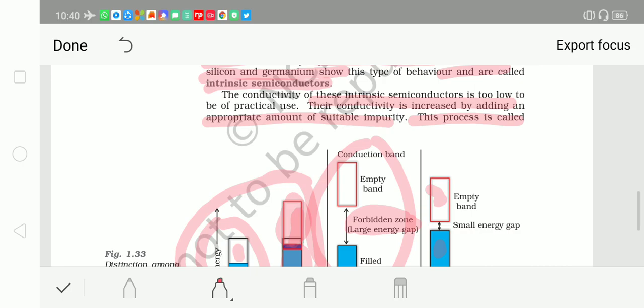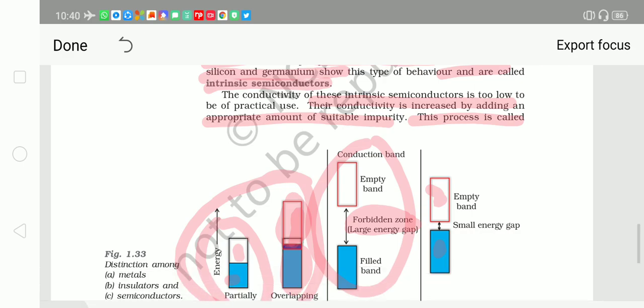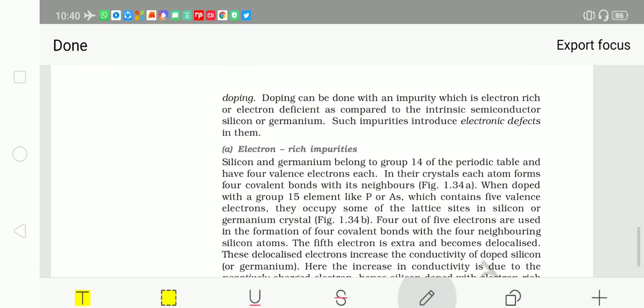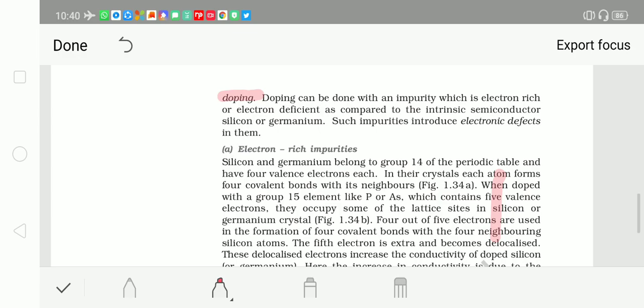So their conductivity is increased by adding an appropriate amount of suitable impurity. What is the name of this process? The name of the process is doping. It is again a 1 mark question. What is doping? Doping is just the addition of an impurity for enhancing the conductivity of the semiconductors.